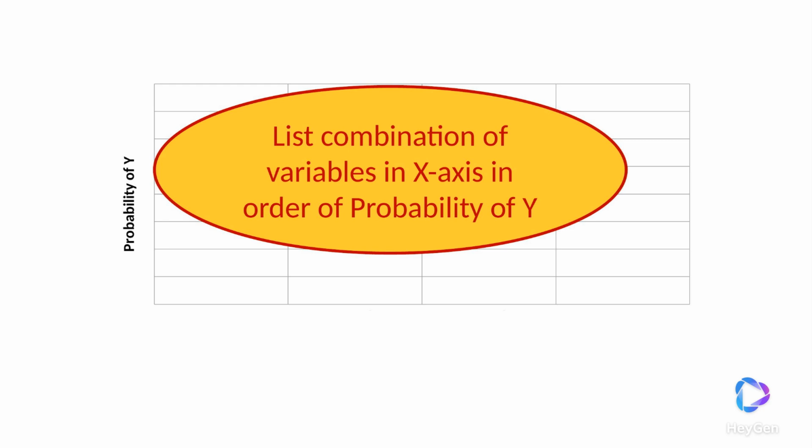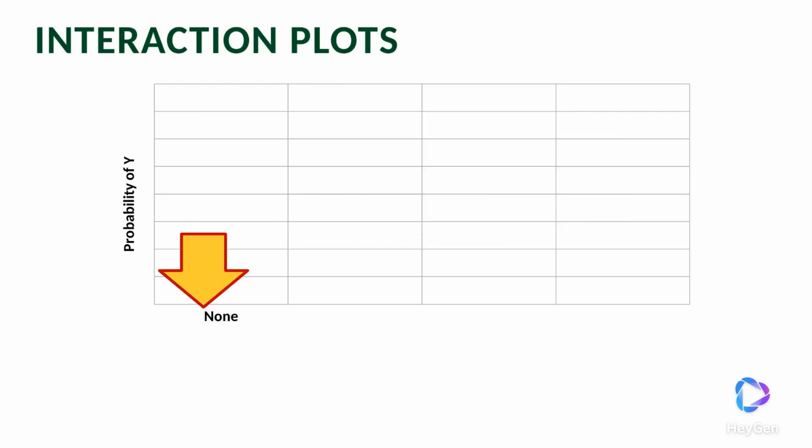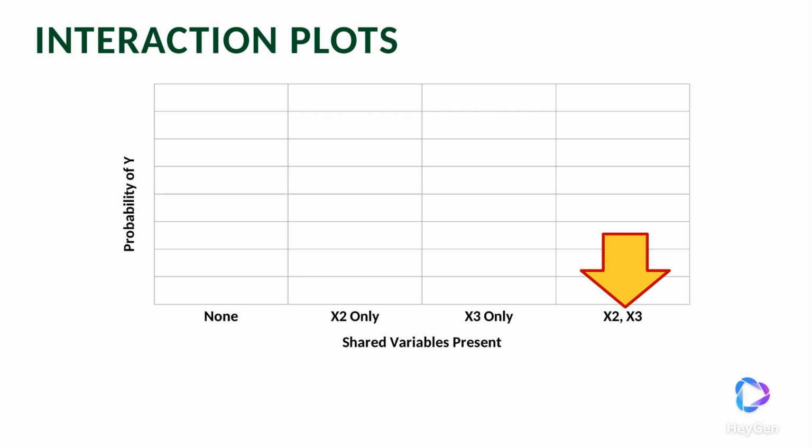On the x-axis, we list the combinations of the variables in the order of their corresponding y value. The first value on the x-axis is when neither x2 nor x3 are present. Next is when only x2 is 1 and x3 is 0. Next is when only x3 is 1 and x2 is 0. Last is when both are set to 1.